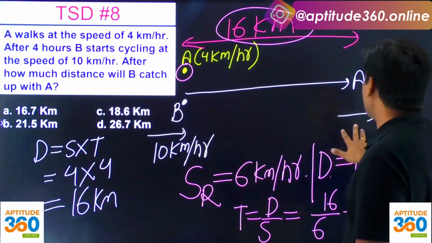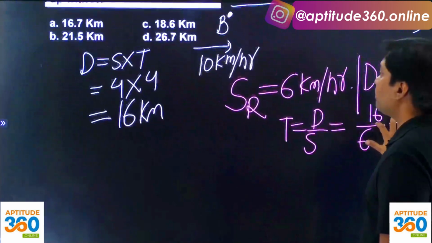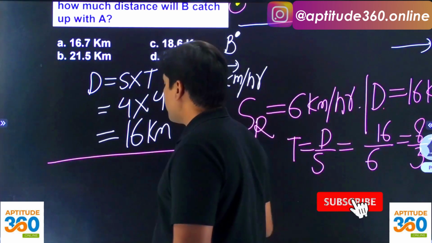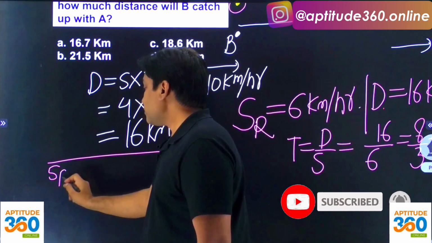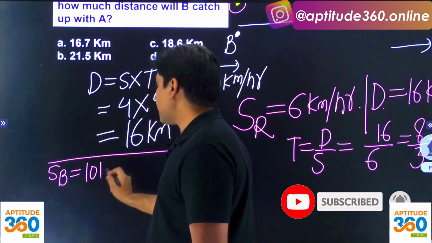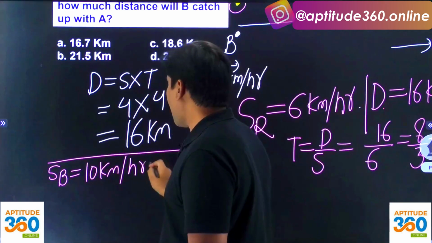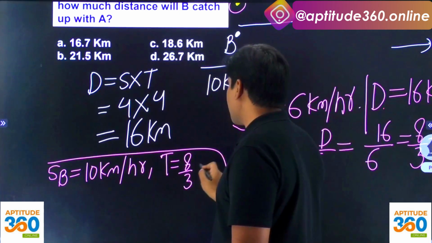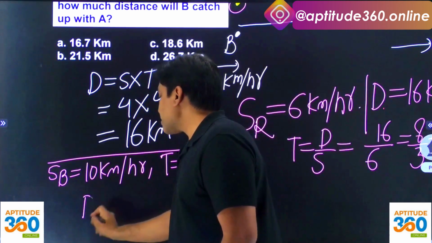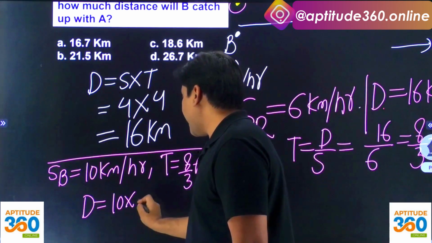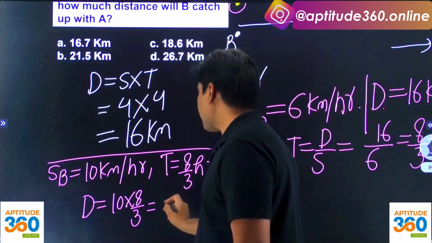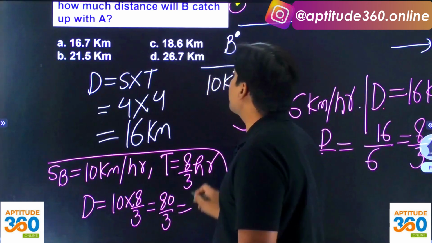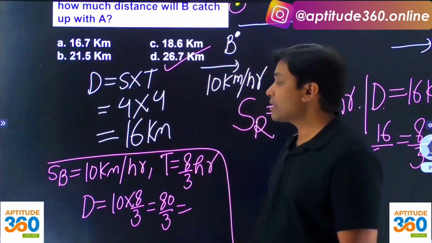Understand, B will have to run. Speed of B is how much? Speed of B is 10 kilometers per hour. And for how many hours is B running? This is 8 by 3 hours. So what is going to be the total distance? Distance is going to be 10 into 8 by 3, which is 80 by 3, which is going to be this option, 26.7.